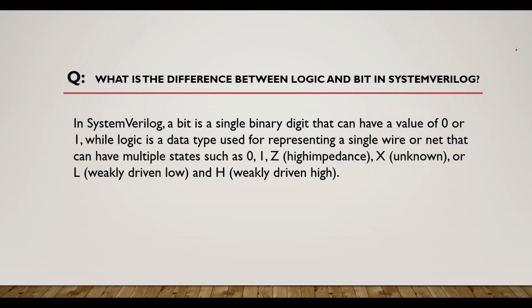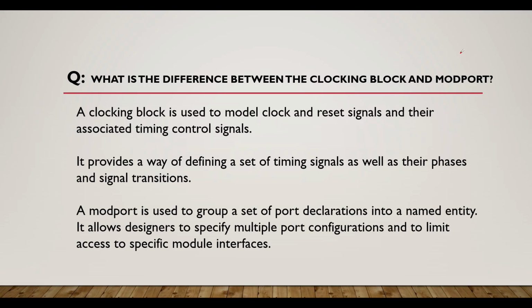Now what is the difference between logic and bit? Logic is a 4-state data type, whereas bit is a 2-state data type. The default value for logic is X and the default value for bit is 0. Logic supports 0, 1, X, Z, whereas bit supports only 0 and 1. Now let's jump to the next question. What is the difference between a clocking block and a modport? A clocking block is generally used to model your clock and reset signals and their associated timing control signals. It provides a way of defining a set of timing signals as well as all their phases and signal transitions. Whereas a modport just gives the direction to your signals. Keep this in mind: modport just gives the direction to your signal.